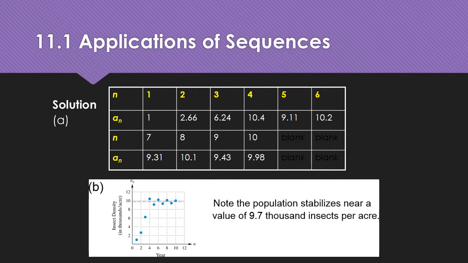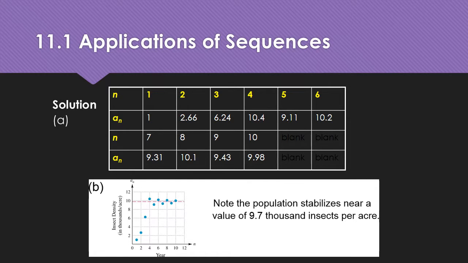Okay, here's our table. Basically we just put the numbers into the formula. They give us the first term, a sub 1, and then from then on you put the numbers into the formula. This is actually a table in two levels here. We have 1 through 6 at the top, and then 7 through 10 at the bottom.